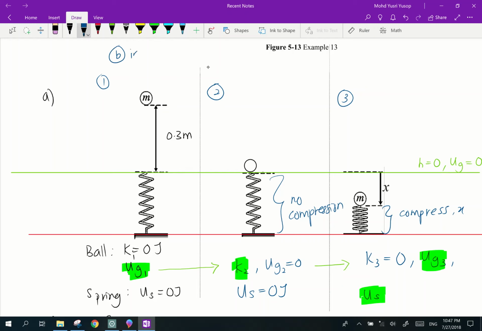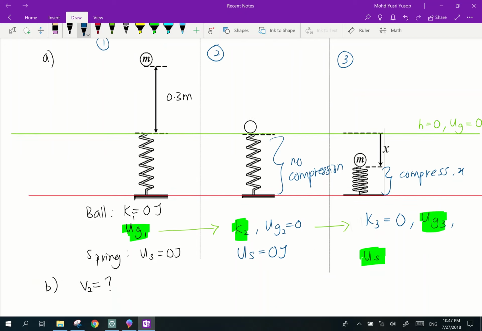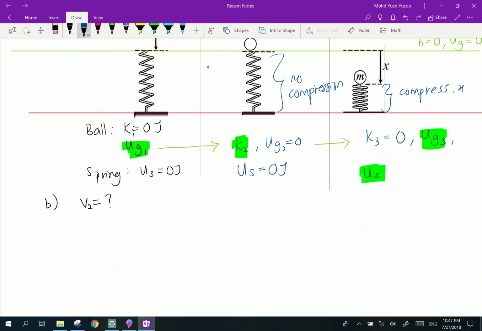Untuk question B, so ini initial. Dan untuk question B, ini adalah final point kita. So, kita boleh apply conservation of energy. The sum of initial energy is equals to the sum of final energy.